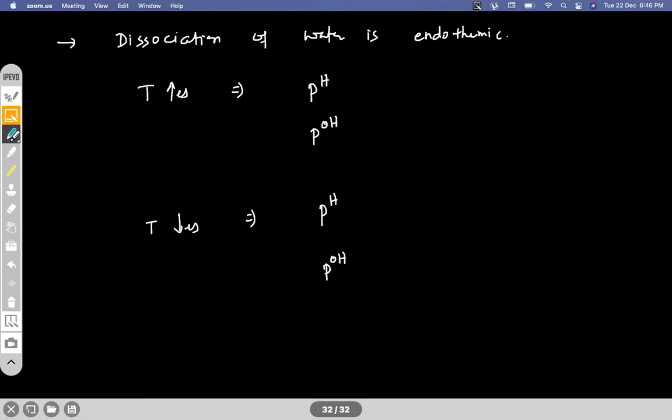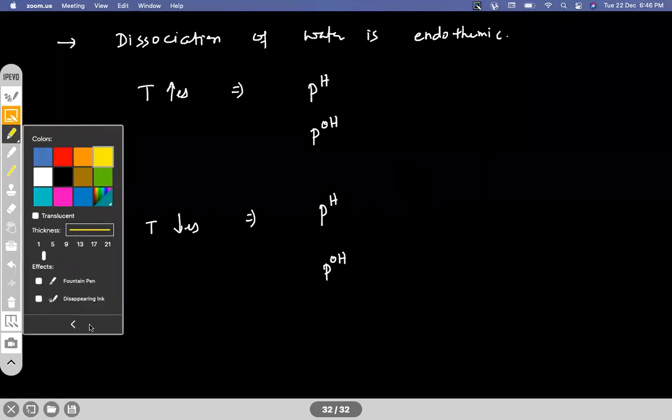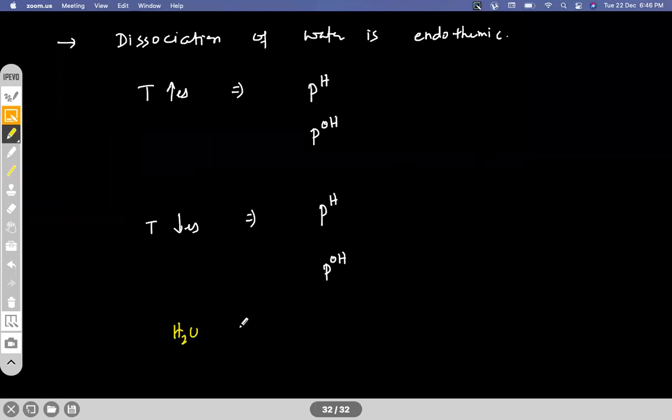Yeah. So we know the reaction is endothermic. And once you increase the temperature, the reaction will go in forward direction. So we have this reaction, you see, H2O gives H plus and OH minus. Tell me, when the reaction goes in forward direction, the concentration of H plus increases or decreases? The concentration of H plus will increase and OH minus also increases, right?